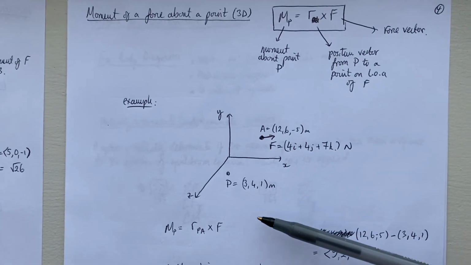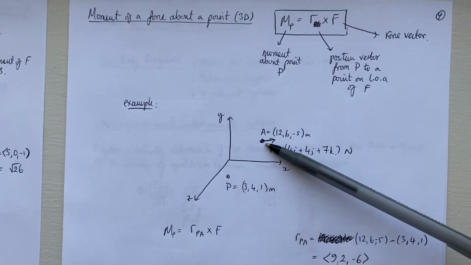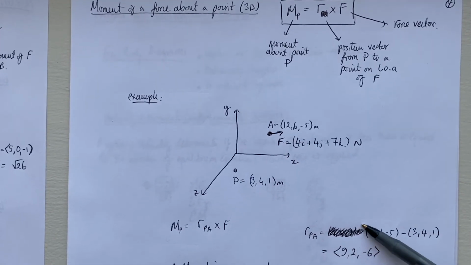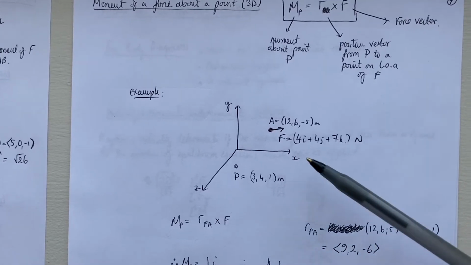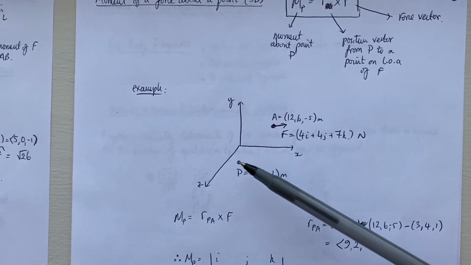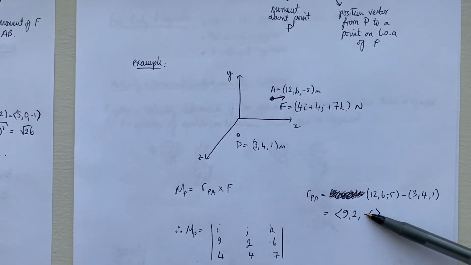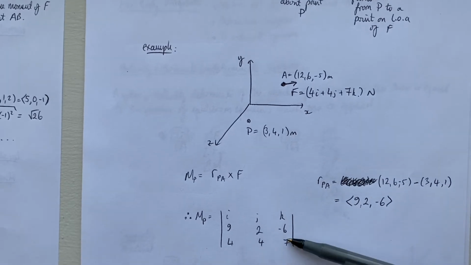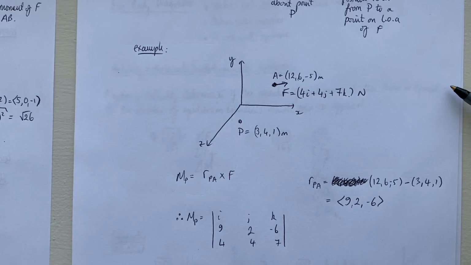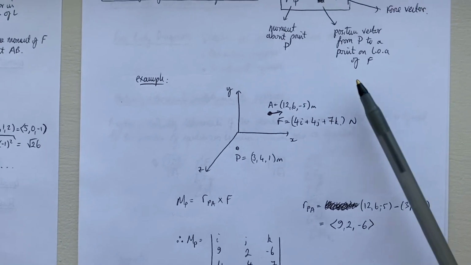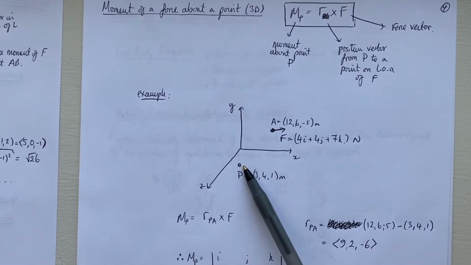So first of all, I need the position vector from P to A. So I take the position of A, subtract the position of P to get that position vector, and then I just cross product that with the force vector itself. So I work out this cross product down here. So that's how to find the moment of a force about a point.